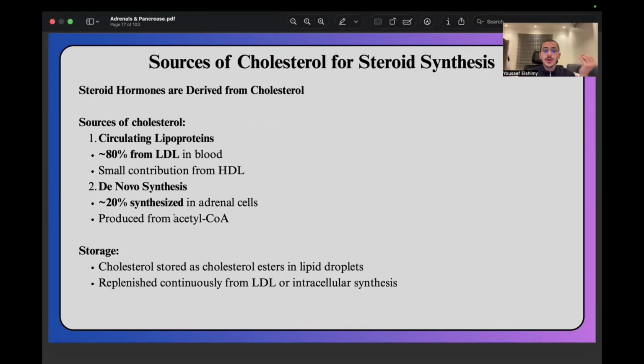Then we have the de novo synthesis. It means that the adrenal cortex itself produces cholesterol, and this contributes 20% in adrenal cells. And mainly it is produced from acetyl-CoA.